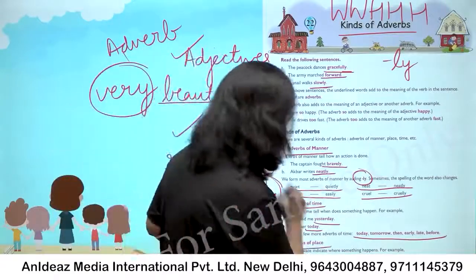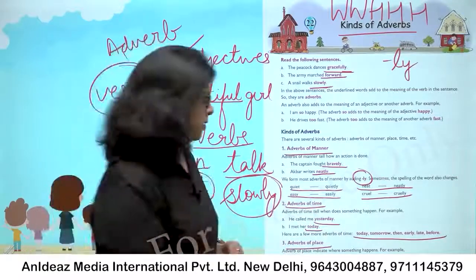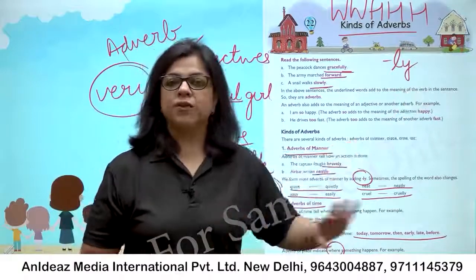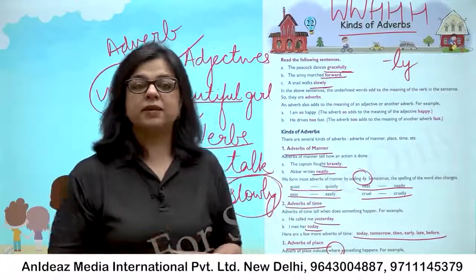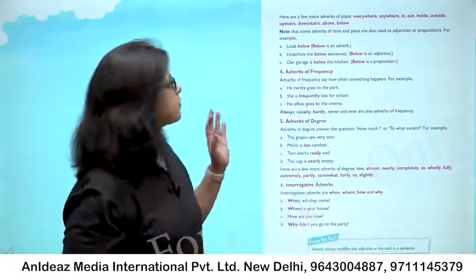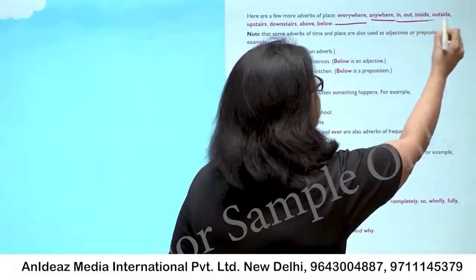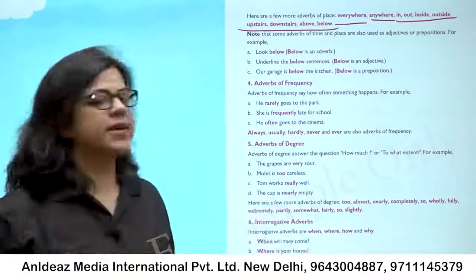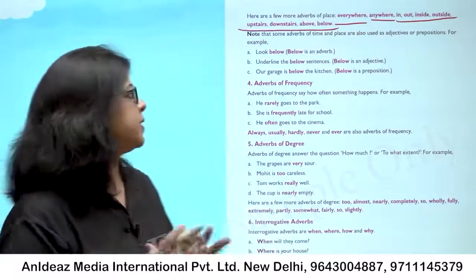Adverbs of place. Now, this indicates where. The bird flew away. So, away becomes an adverb of place. I met her there. Where did I meet her? There. Similarly, everywhere, anywhere, in, out, inside, outside, upstairs, downstairs, below and above are all adverbs of place.